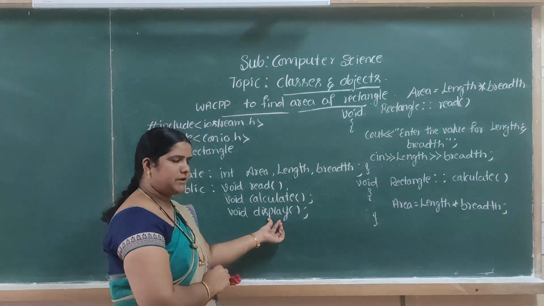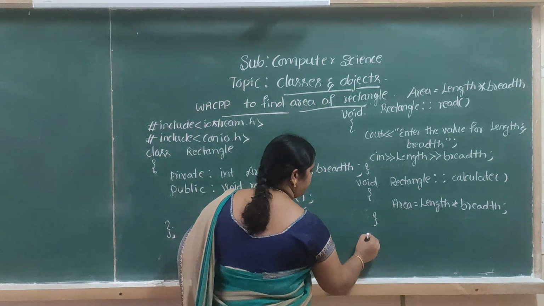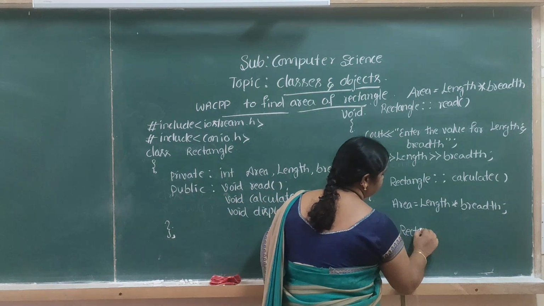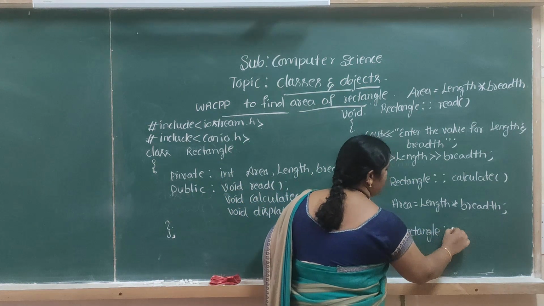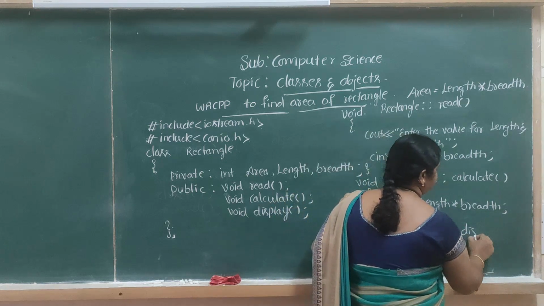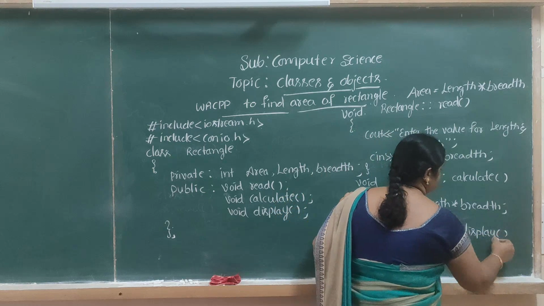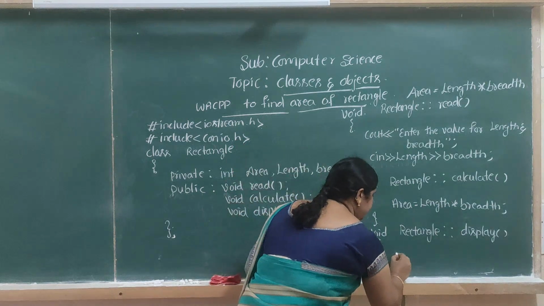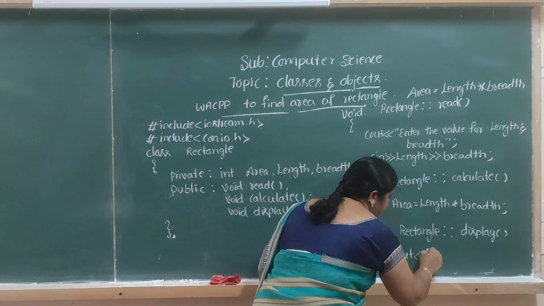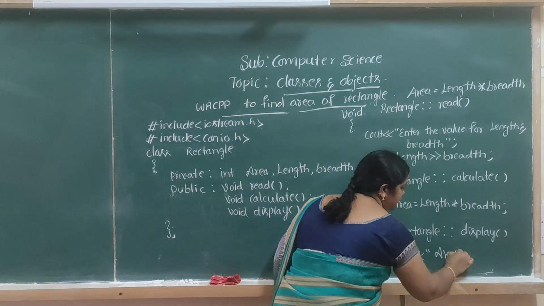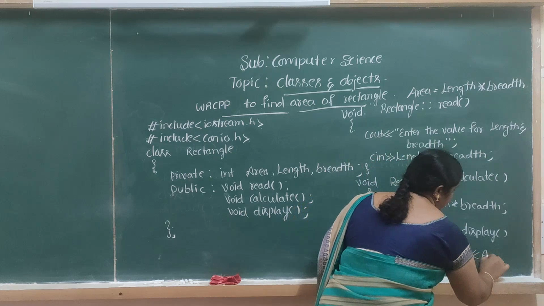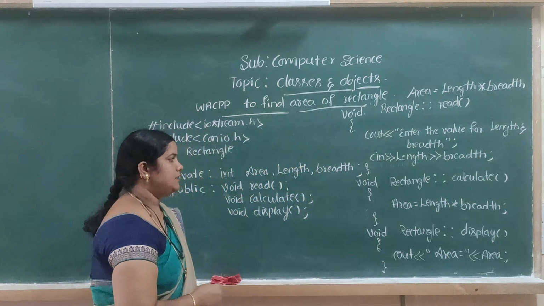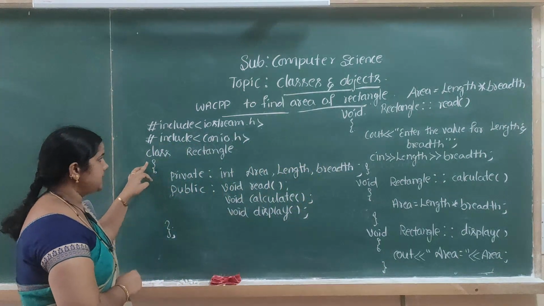We have to write the display member function. It contains the data type void. First we write void, and next the class name Rectangle, scope resolution operator, display. It will display the result, that is area of rectangle. In this statement, cout area equals area. Closing curly bracket. So first we have to close the opening brace in the class declaration.